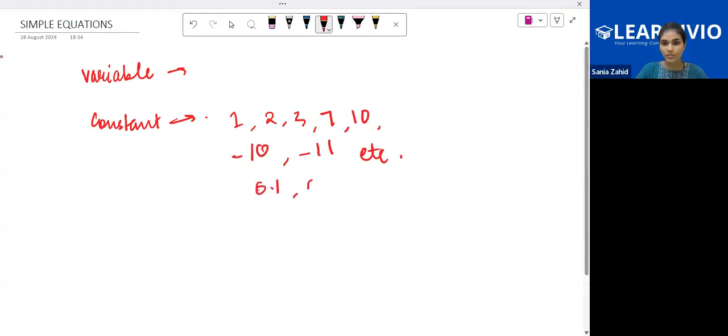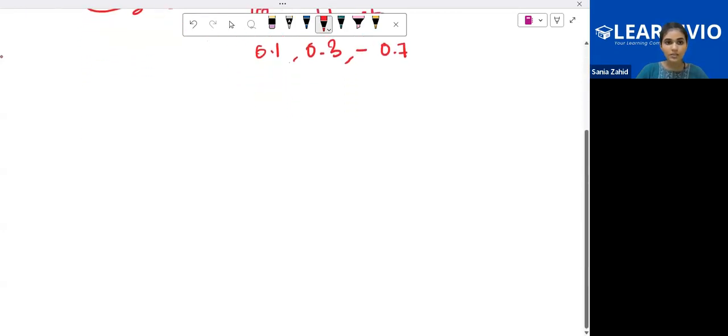Okay, 0.1, 0.3, negative decimal numbers, 0.7. So basically all the natural numbers are regarded as constants. They are not going to change the value, but variables are all the letters. For example, you have X, Y, Z, A, B, C, etc. Any letter of the English alphabet will be counted as a variable. Now, what is the use of the constant and variable? Let's consider a term.